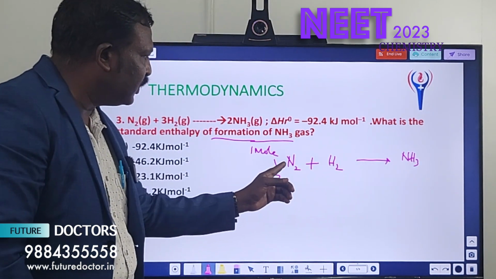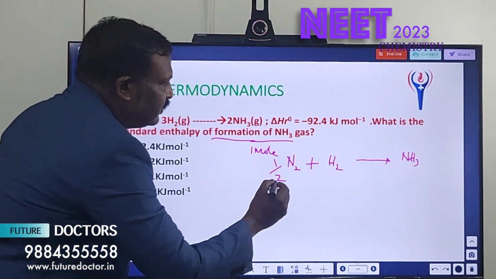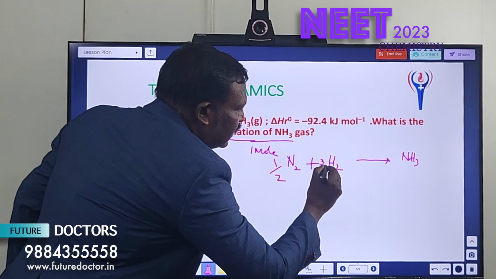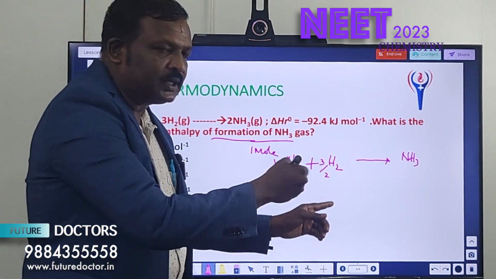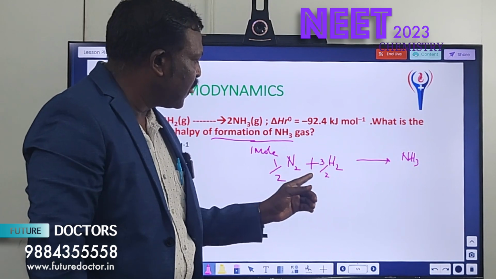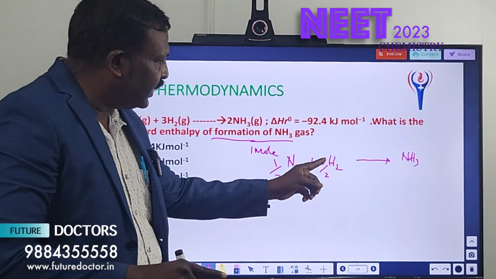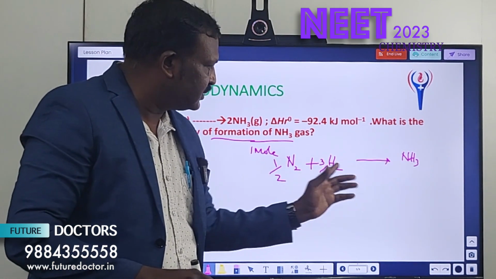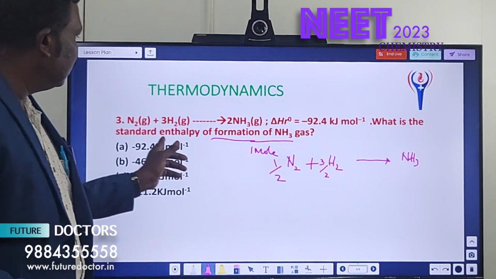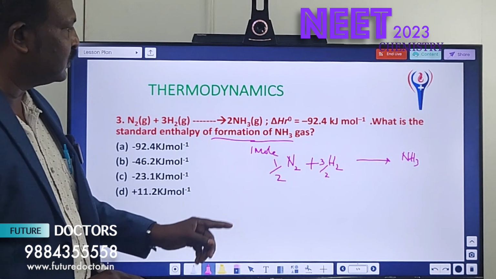We should take half mole of N2 and what? Here 3 hydrogen is present. 3 hydrogen means we should put 3 by 2. You just multiply 3 by 2, into 2, the 2 cancels. We have 3 hydrogen. So half mole of nitrogen and 1.5 mole of hydrogen to get 1 mole of ammonia. So this is a way to find out. Understood? So formation means we want to prepare only 1 mole of ammonia. That's the question.